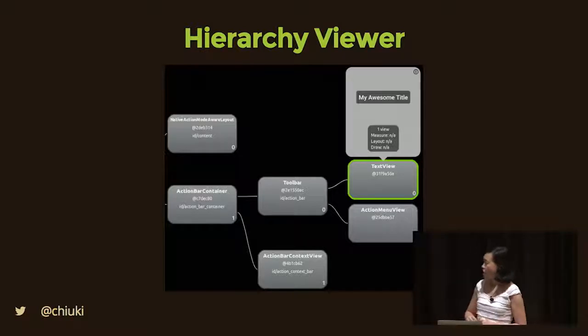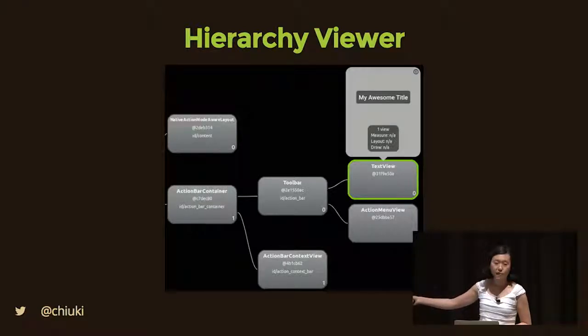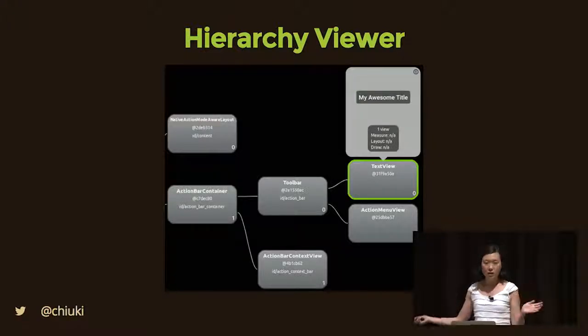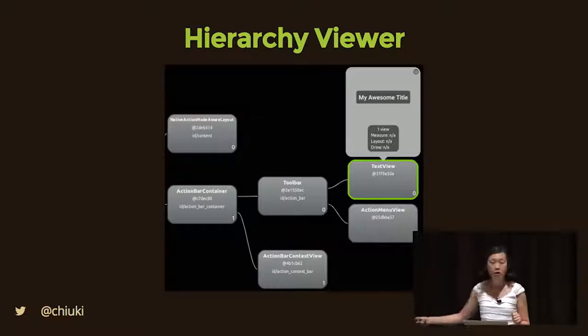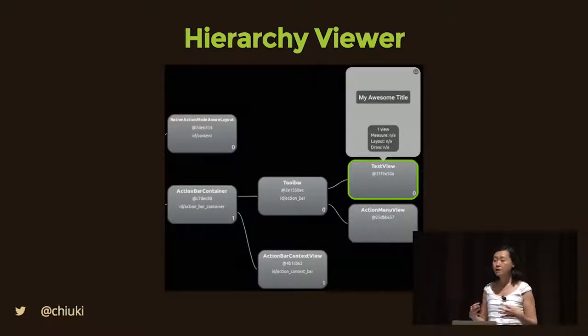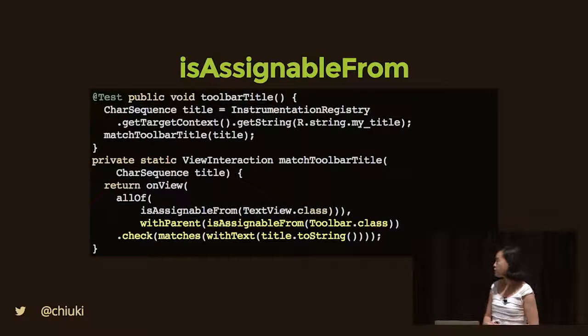In our case, we can see that there's this text view, which has my awesome title in it, and that's the view that we want to verify. But the problem is, this guy doesn't have an ID, so how are we going to look for it? Well, fortunately, we can see that this is a child of a class that is of the type toolbar. So we can combine matches to pinpoint this view. Let's see how we're going to do this.